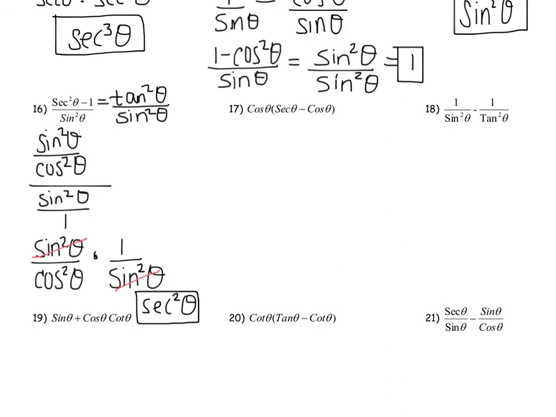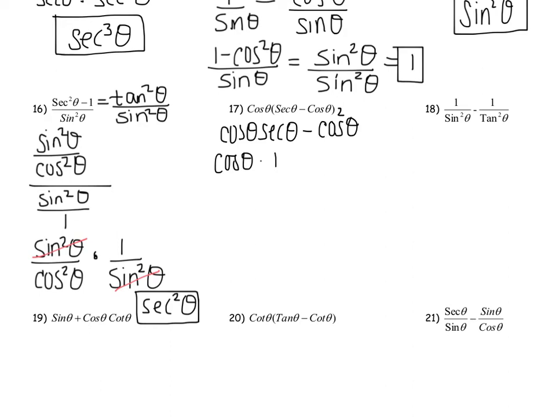Okay, now number 17 you can do one of two ways. You can either simplify this in the parentheses first, then multiply it by cosine, or distribute the cosine in. I think personally distributing the cosine in made this problem a little bit easier, so I'm going to do that. So this becomes cosine theta secant theta minus cosine theta, or cosine squared theta, right? So cosine of theta we just leave.